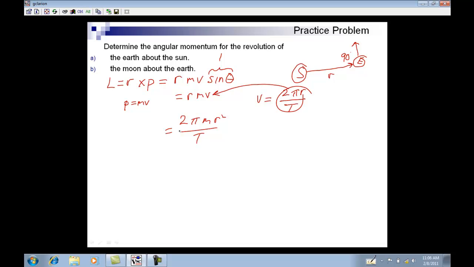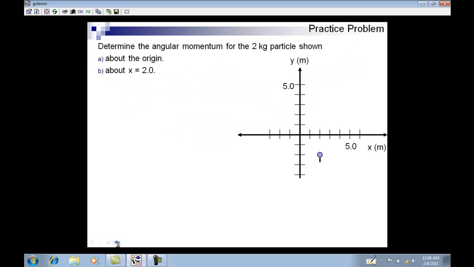These are all values you could find, so I'll just give you the answer. It's really huge, like 2.66 times 10 to the 40th, and the units are kilogram meters per second. Okay, so we're only going to do part A. That's how we apply that equation.